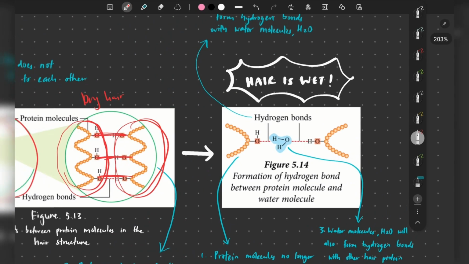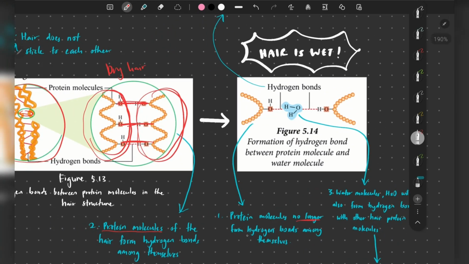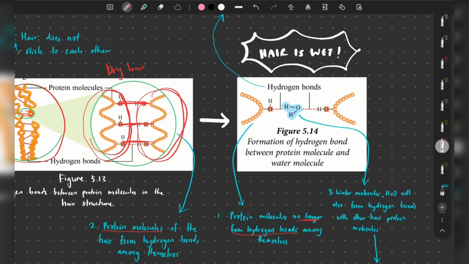Meanwhile, if our hair is wet, the protein molecules no longer form hydrogen bonds among themselves. It's because when it is in contact with water, the protein molecules of our hair will form hydrogen bonds with the water. So that is why our hair sticks.